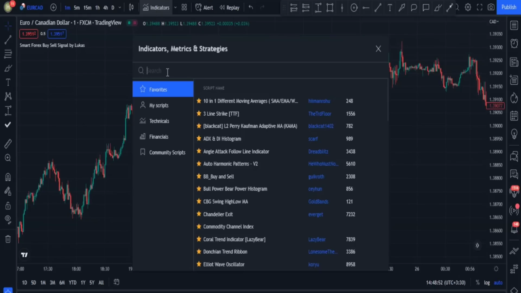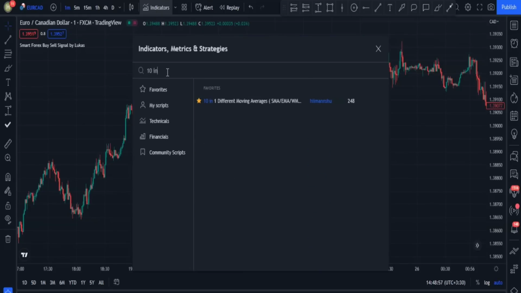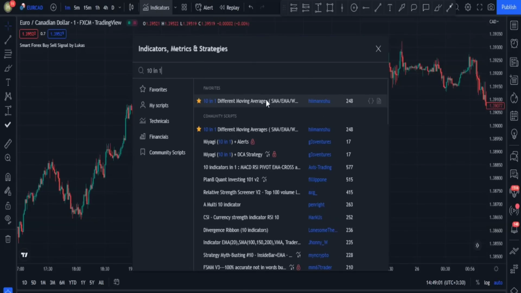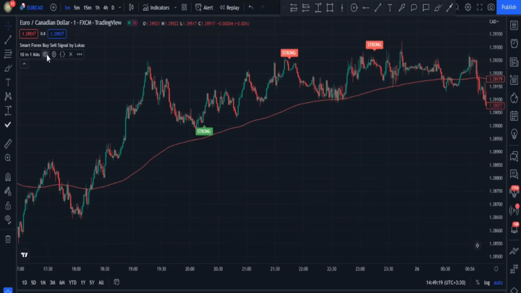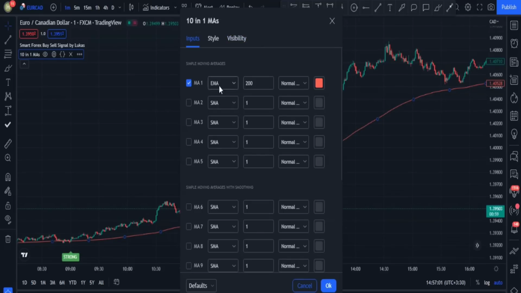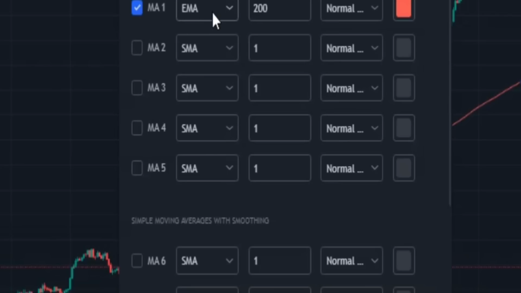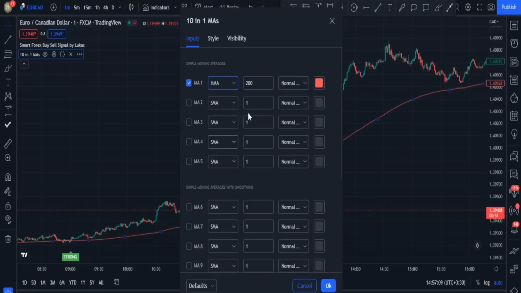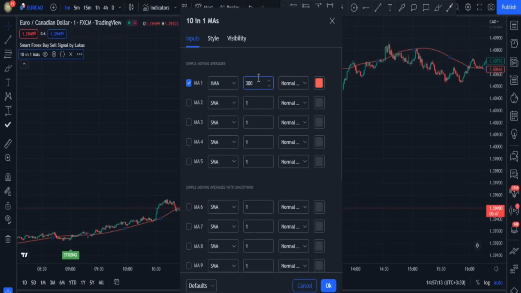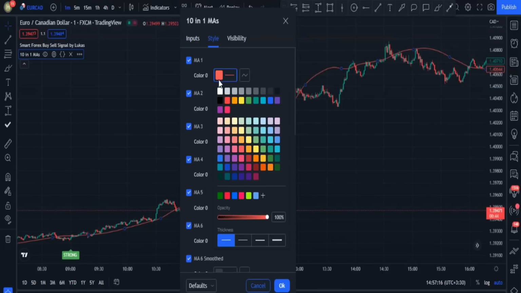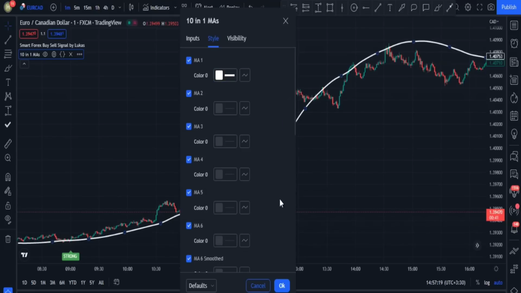In order to do that, we open the indicators tab and apply the 10 in 1 different moving averages to our charts. Then we should open the indicator's settings, and in the inputs we need to set the MA1's type to HMA and change its length to 300. Next, in the style tab, we change the indicator's color.